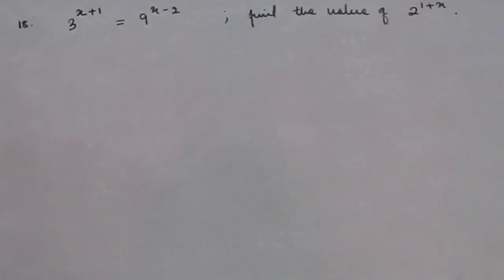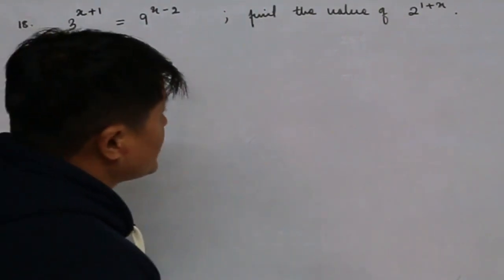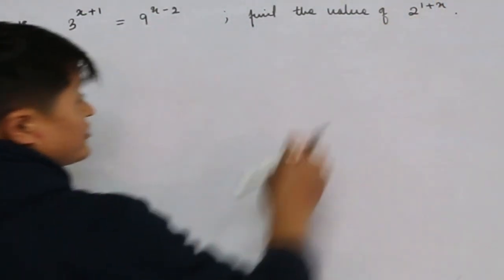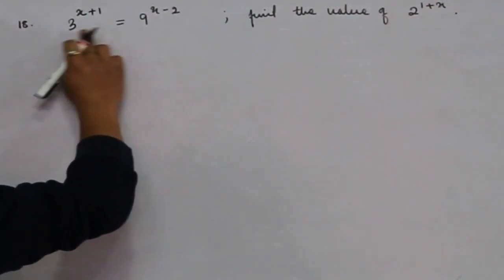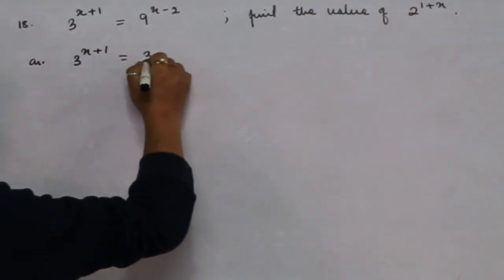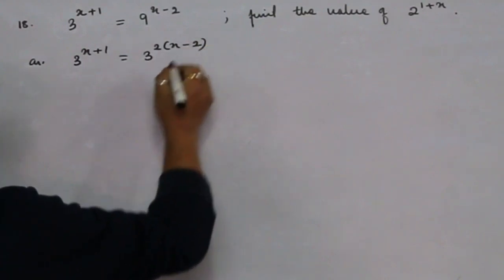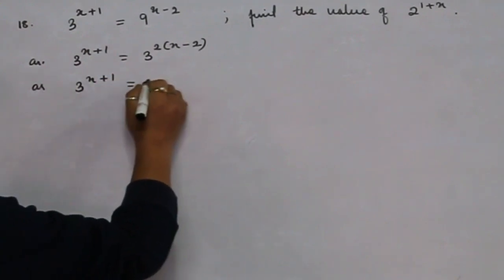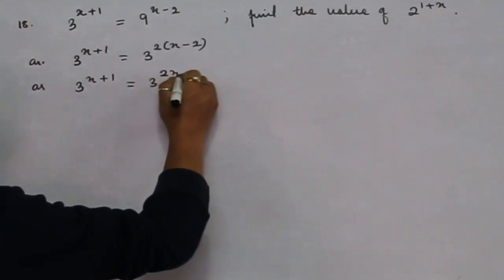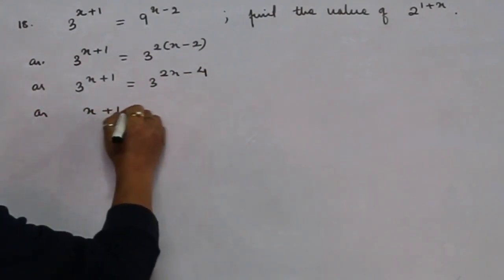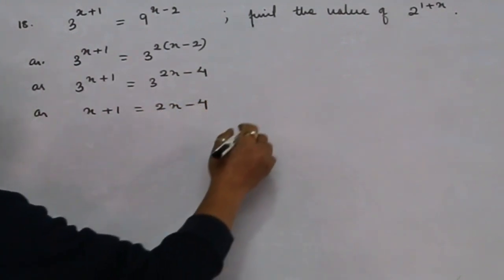Here, the next question we have: if 3 to the power x plus 1 is equal to 9 to the power x minus 2, find the value of 2 to the power 1 plus x. So if we get the value of x, we can find the value of this. First we'll make the bases the same: 3 to the power x plus 1 is equal to 3 to the power 2 into x minus 2, since 3 square is 9, or 3 to the power x plus 1 equals 3 to the power 2x minus 4. When the bases are the same, powers are equal, so x plus 1 is equal to 2x minus 4.